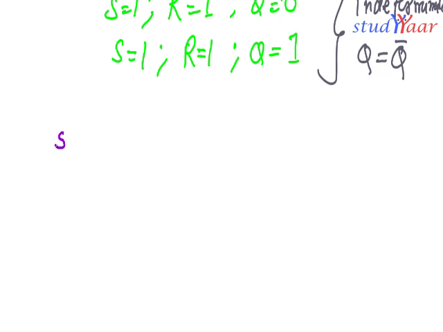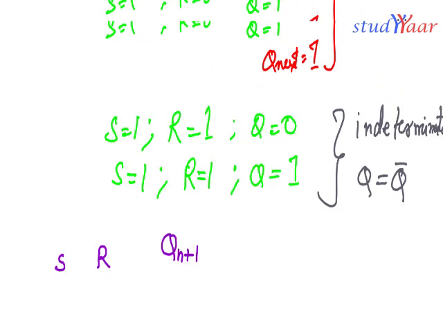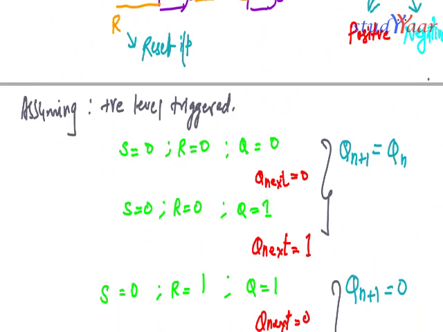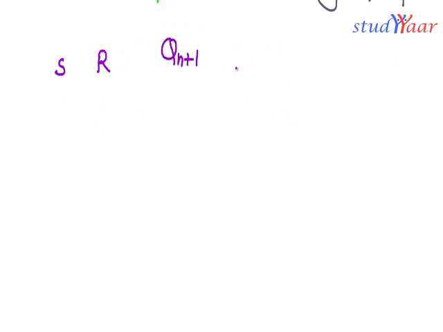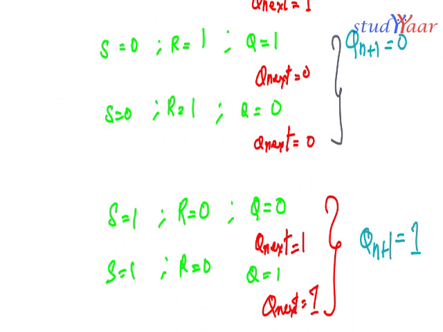So I can create my truth table like this. I have my S, I have my R, and I have my Qn plus 1, which is my next state. As you can see from here, when s is equal to 0, r is equal to 0, next q is same as the previous q. So I am going to write 0, 0, qn plus 1 is qn. Similarly, when s is equal to 0 and r is equal to 1, I get q next is 0.